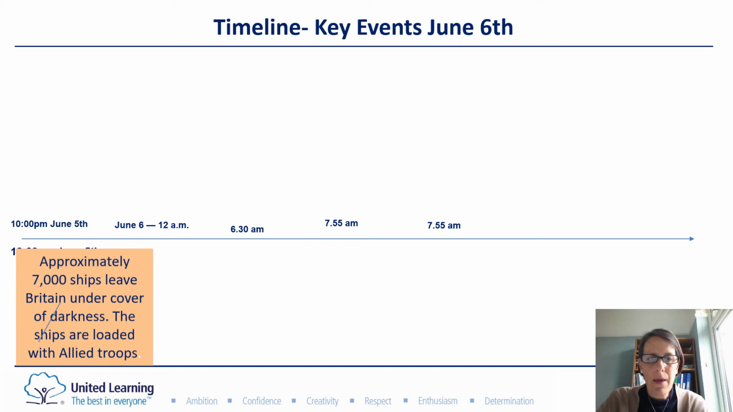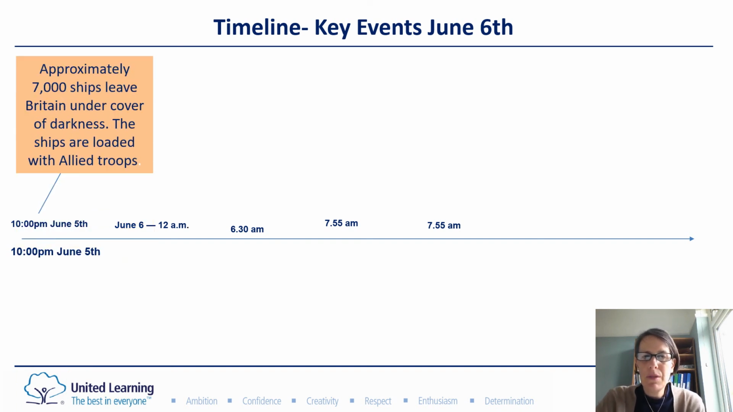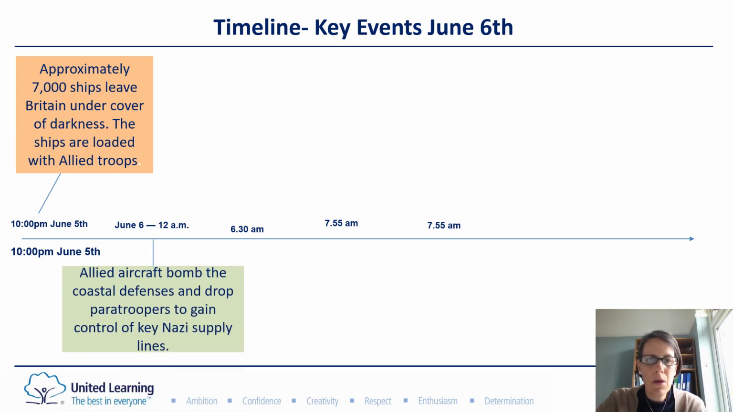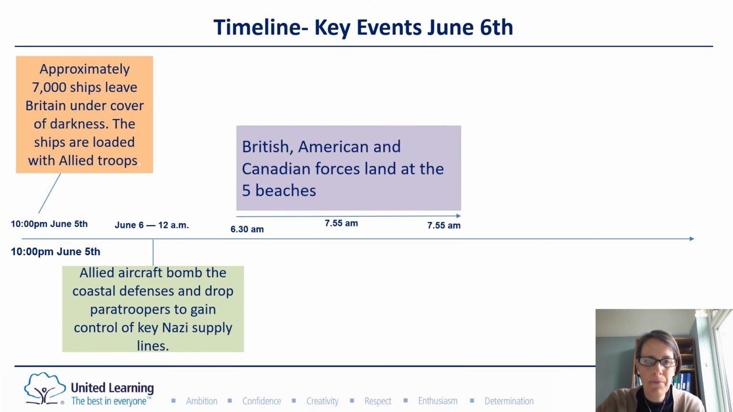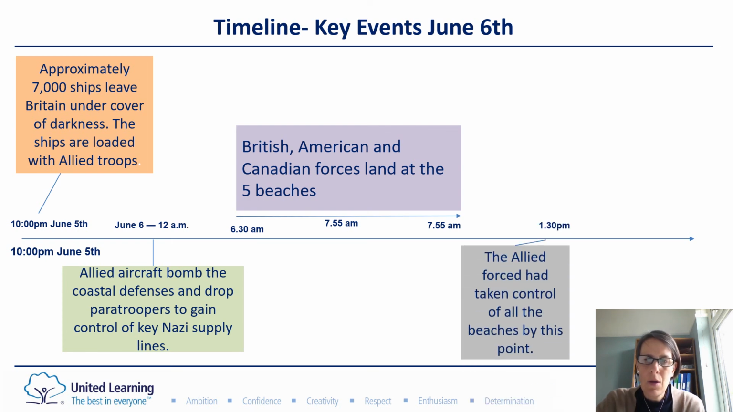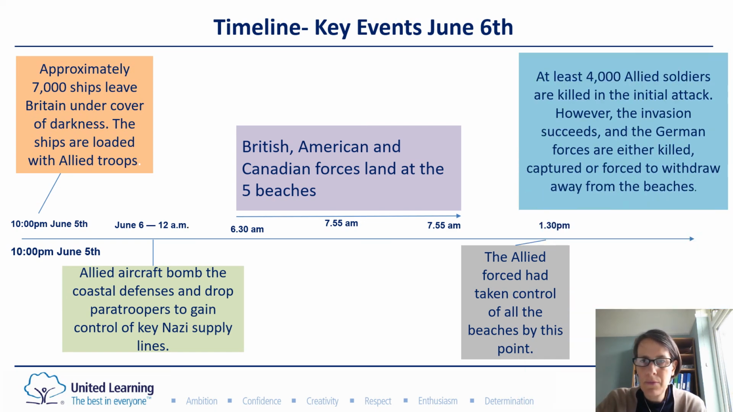So let's see what happened then. The first thing is that the ships leave Britain during the night so that they couldn't be spotted from the air. And then first thing in the morning, those aeroplanes come and drop the soldiers behind the lines to try and start the attack there. Between 6:30 in the morning and 8 o'clock in the morning, they land at the beaches. And by lunchtime, they had taken control of all 5 beaches.